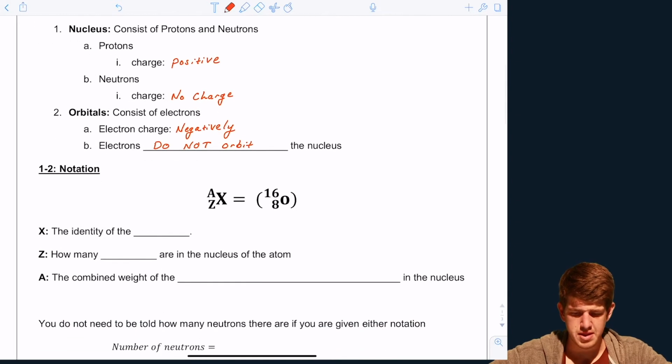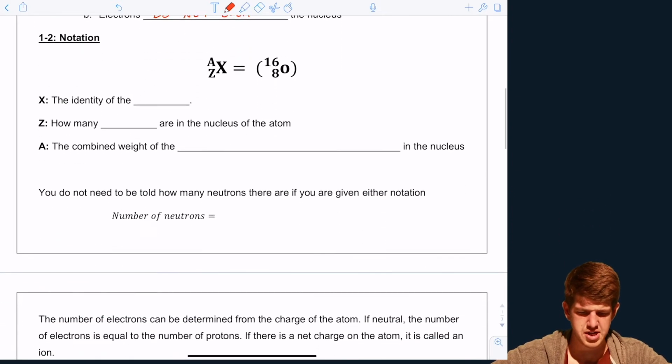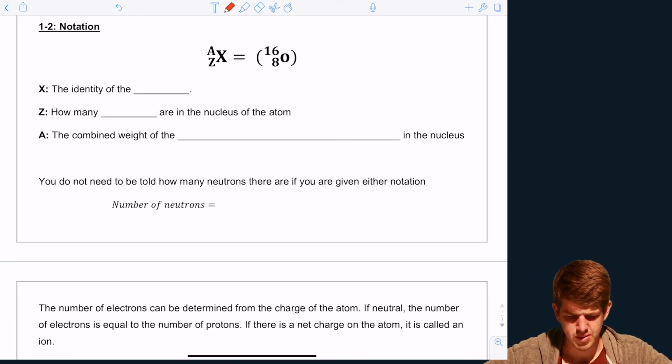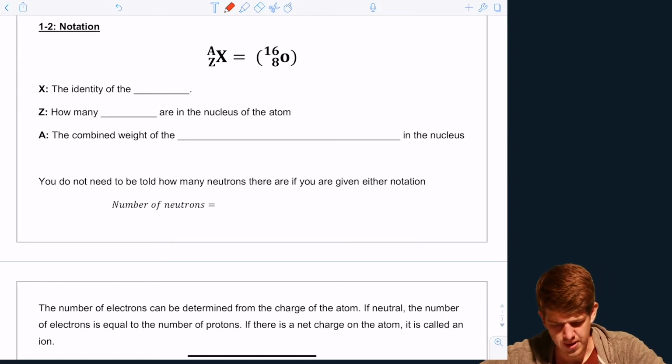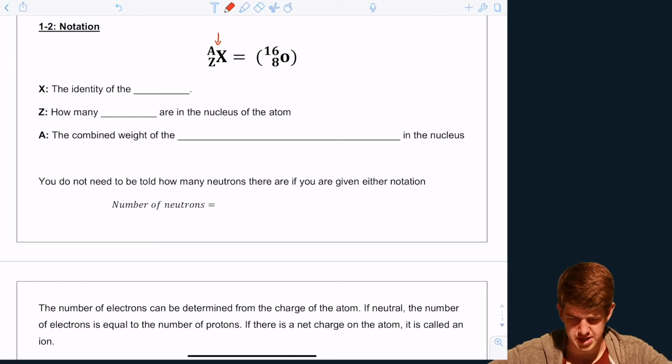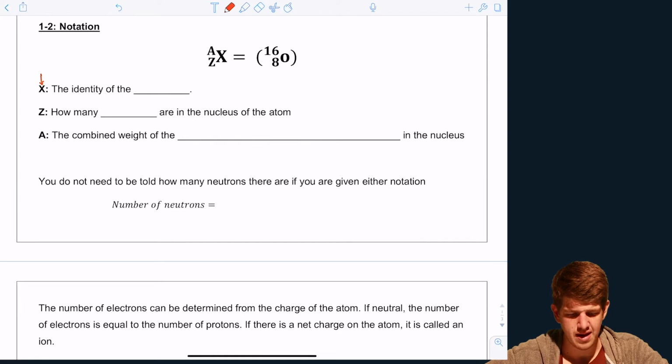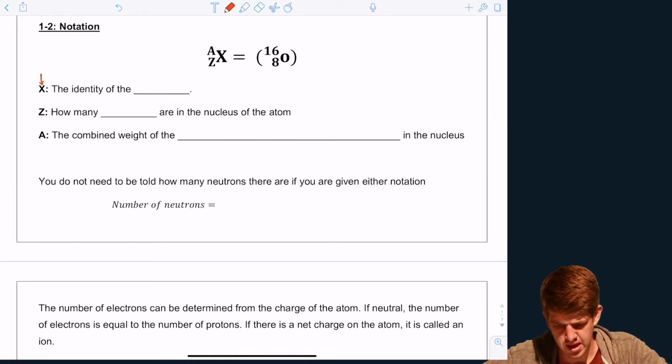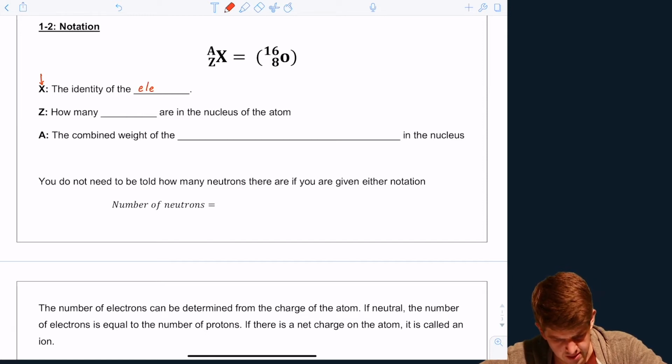Let's talk about the notation of atoms, or the notation of elements. The way that we're going to do that is this right here with those three letters, A, Z, X, which is called the nuclear notation. Each different letter has some specific value that we assign to it. So X is the identity of the element that we're talking about. It's also called the chemical symbol. So the identity of the element.